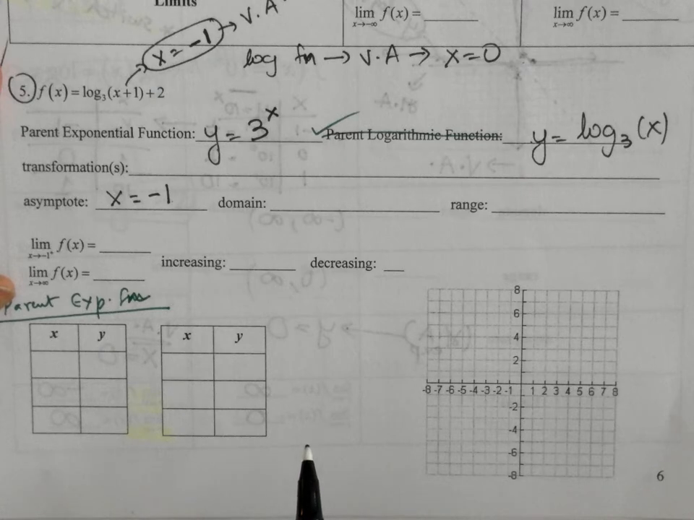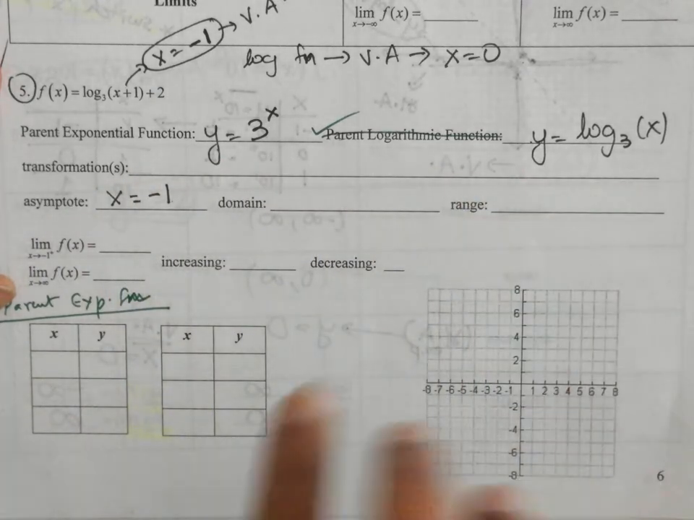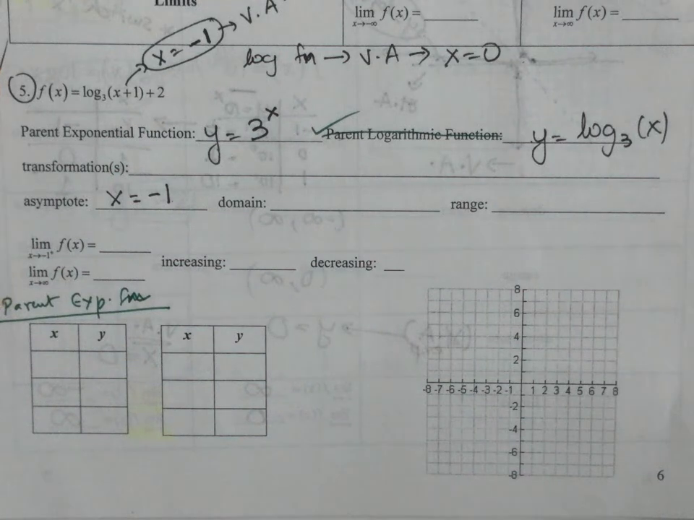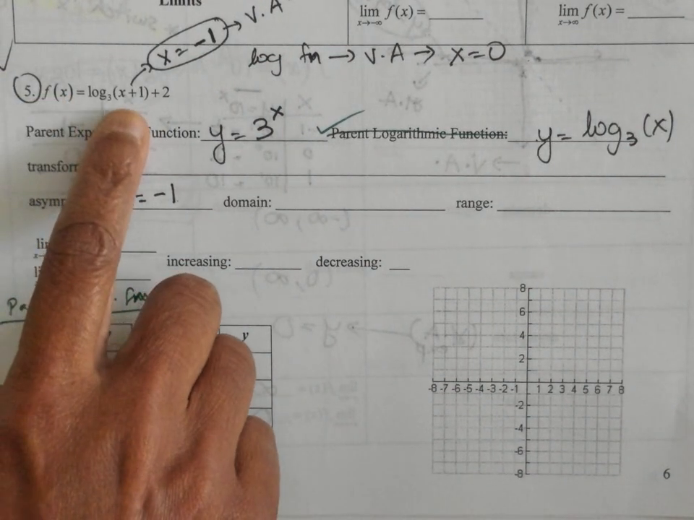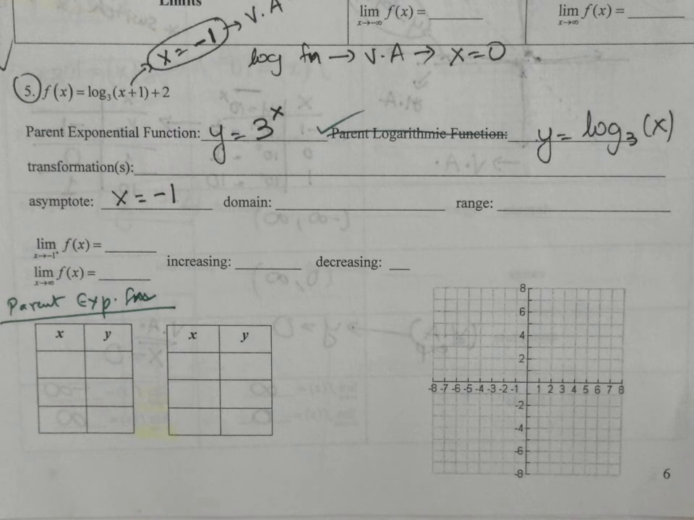What are the transformations taking place? Can we all fill in this line? You read transformations just like for any other function. There's no stretch or compression. I do see a horizontal shift and a vertical shift. Can we write both of them?